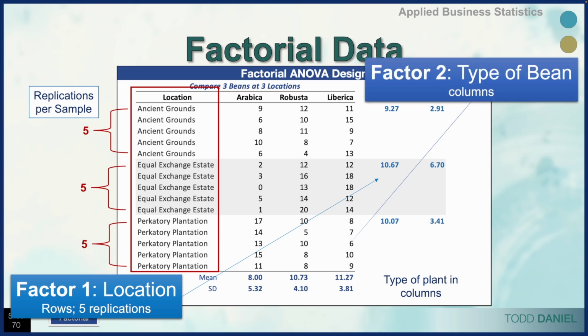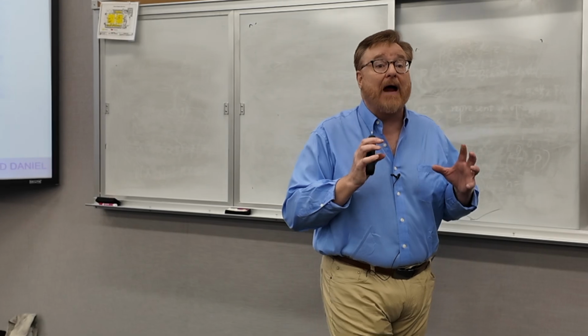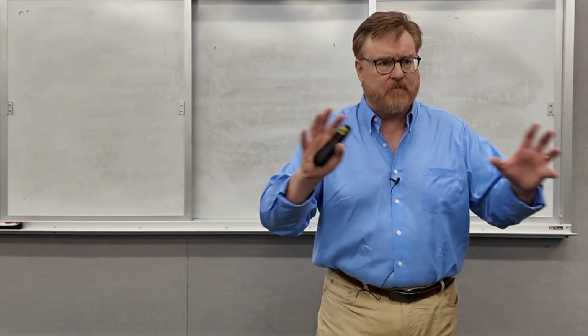Our second factor is the type of beans that were planted. Ignoring location, are there some beans that grow better than others? We can see those mean differences here at the bottom of each of our columns, 8, 10.73, 11.27. But what's of most interest is whether there is an interaction between these 2 independent variables.